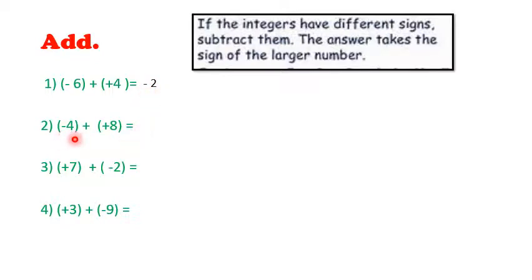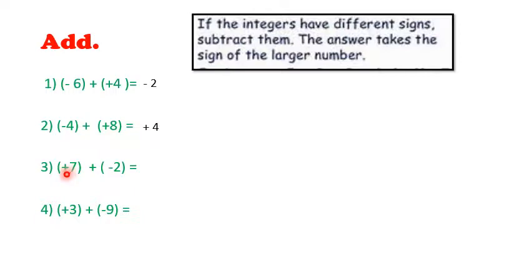Example number 2, negative 4 plus positive 8. The integers have different signs, so I will subtract them. 8 minus 4 equals 4, and the answer will take the sign of the larger number. That means it will take the sign of 8, so it will take a positive sign. So the answer will be positive 4, because positive is the sign of the larger number.